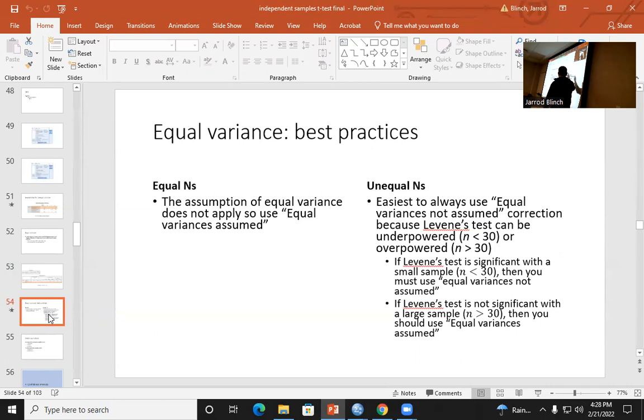Now, if you have unequal participants, and you want to make it as simple as always doing the same thing, what you can do is just always assume unequal variance. Don't even run Levene's test, because maybe it's underpowered, maybe it's overpowered. Just always assume unequal variance. That's completely okay if you want to do that.